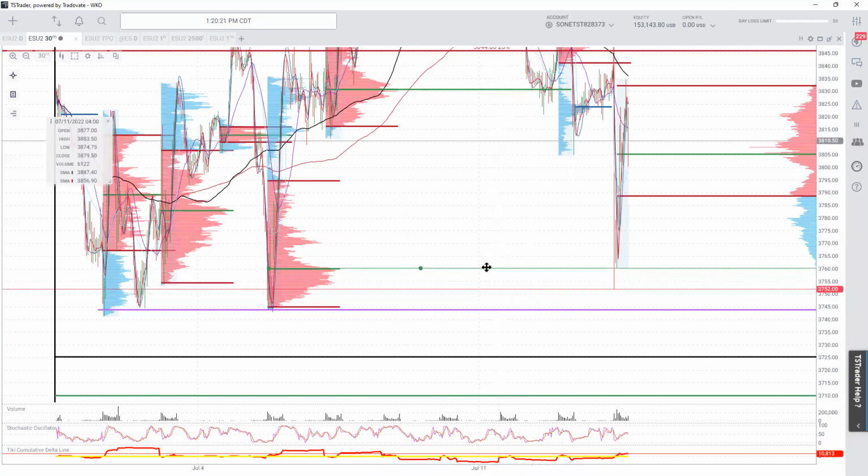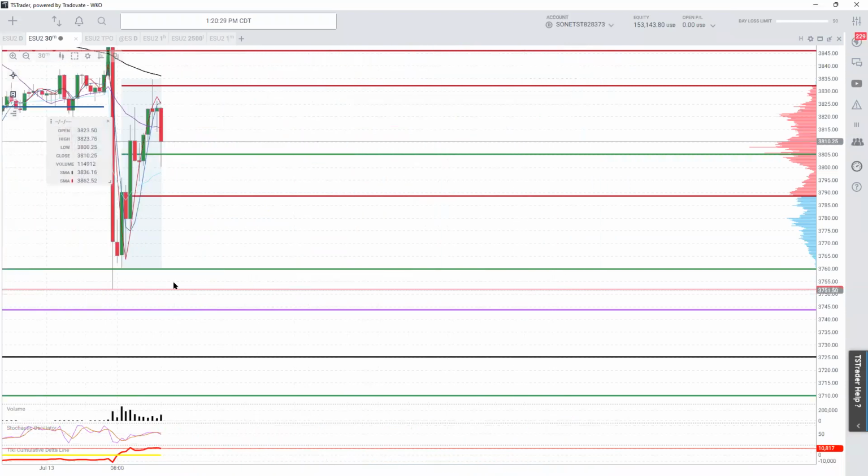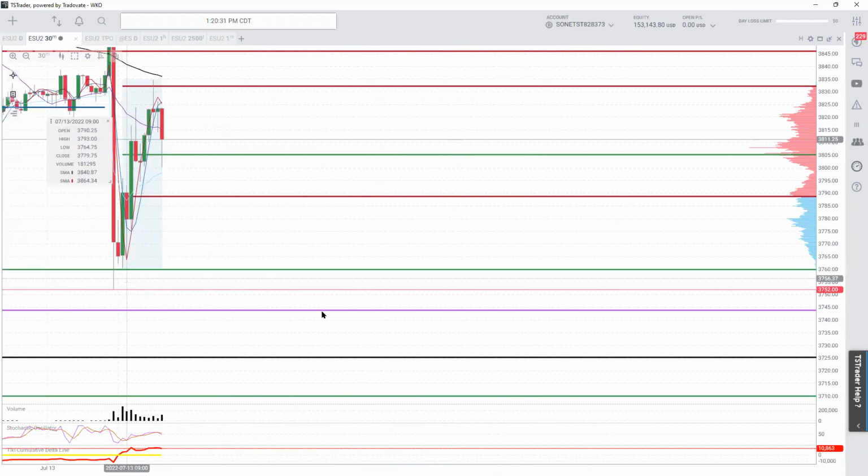Oh, it looks like we did get to this. We did get that. We just came down and checked that naked point of control right here. That line was off a little bit. Looks like we ticked right to it.